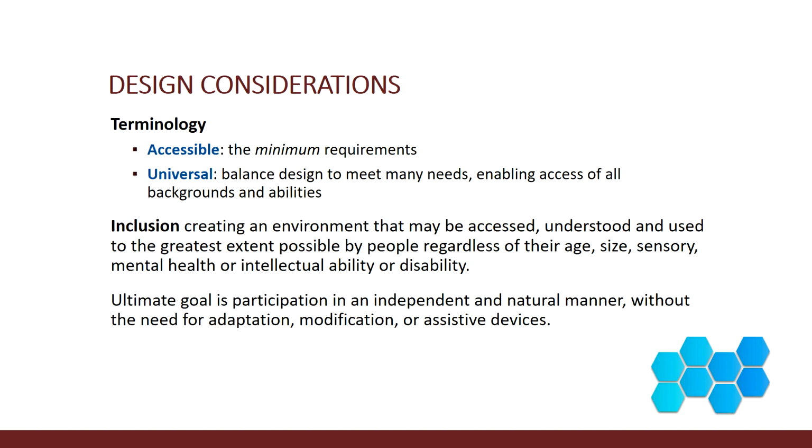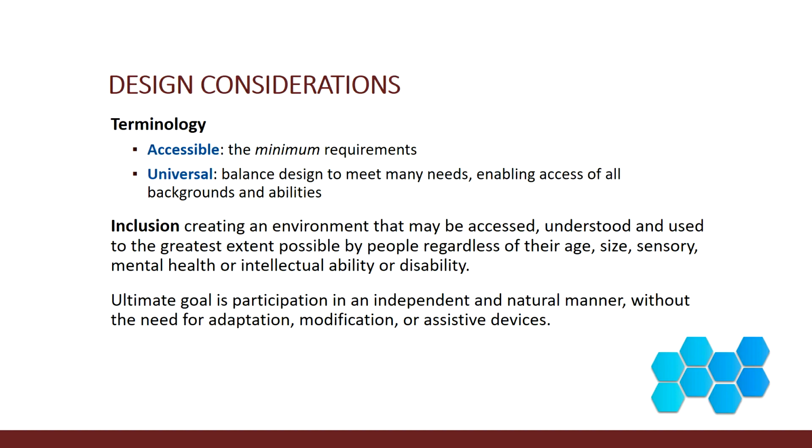So let's talk about some design considerations, because this is talking about accessibility for parks. There's a couple on the terminology that we use. We talk about accessible, and that's usually the minimum requirements through the Americans with Disabilities Act accessibility guidelines. Those are required by law, and it really provides the minimum standards. So this is looking more towards universal design, and that's really where you balance design to meet many needs, enabling access for all backgrounds and abilities. And the whole goal of that is inclusion.